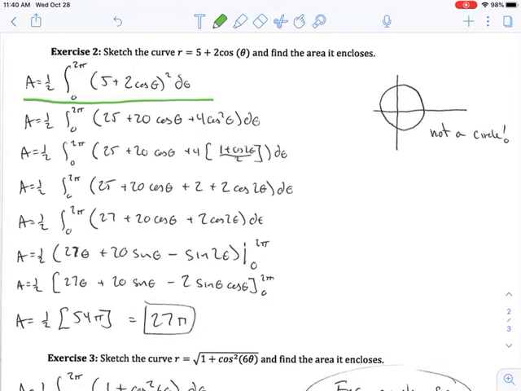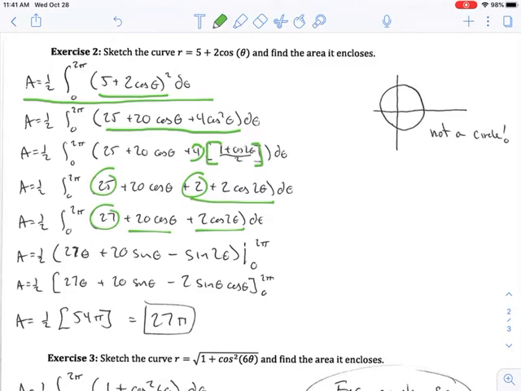So plugging in, expanding the (5 plus 2 cosine theta) squared, we end up with 25 plus 20 cosine theta plus 4 cosine squared theta. Plugging in our formula here, we have (1 plus cosine of 2 theta) divided by 2, which of course is going to come out and multiply by that 4, giving us a 2. Breaking that up into two separate terms, combining the 25 and the 2 to get 27, plus the 20 cosine theta, plus the 2 cosine 2 theta.